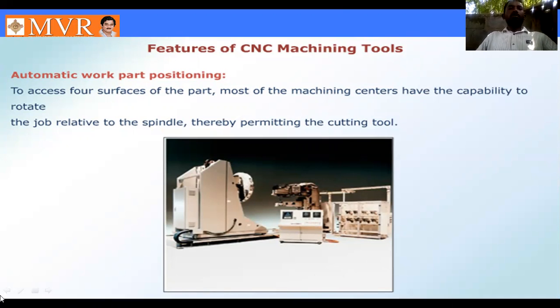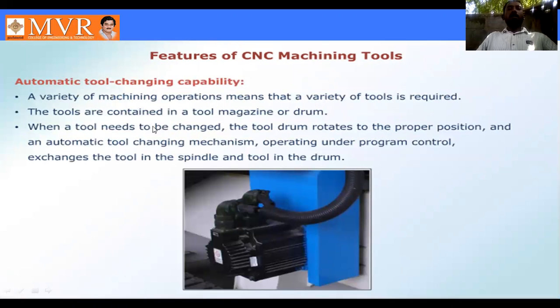Next one is automatic tool changing capability. The second feature of CNC machine tools is automatic tool change capability. See here, a variety of machining operations means that a variety of tools is required. Why? Because for a variety of operations, a variety of tools is required. That is common.